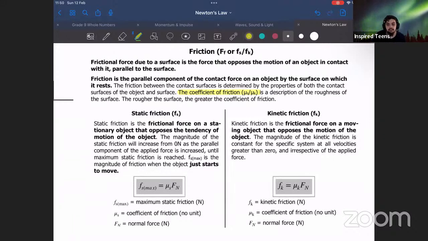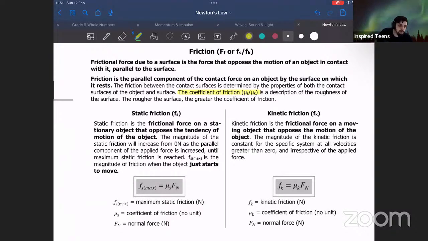Okay, so firstly, we talk about static friction. Static friction is a frictional force on stationary objects, hence the name static, that opposes the tendency of motion of the object. The magnitude of static friction will increase from 0 as the parallel component of applied force increases until maximum static friction is reached. That's known as Fs max. And Fs max is the magnitude of friction when the object just starts to move.